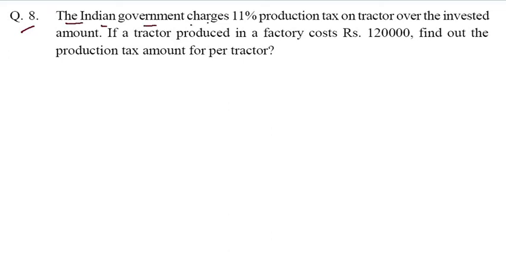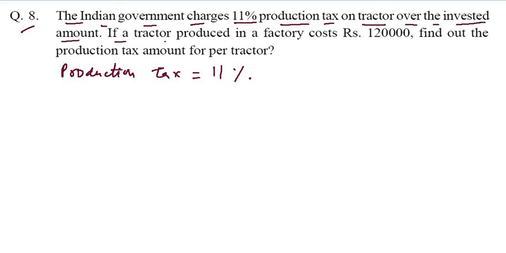The Indian government charges 11% production tax. So you can write here production tax is equal to 11% on a tractor over the invested amount. If the tractor's factory cost is rupees this one. So CP, cost price, is given as rupees 1 followed by how many zeros? 3040. 1, 2, 3, 4 zeros. Yes, find out the production tax.